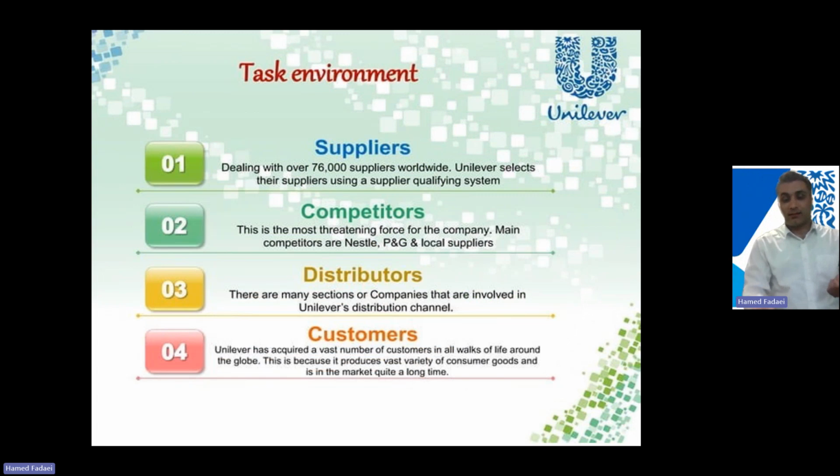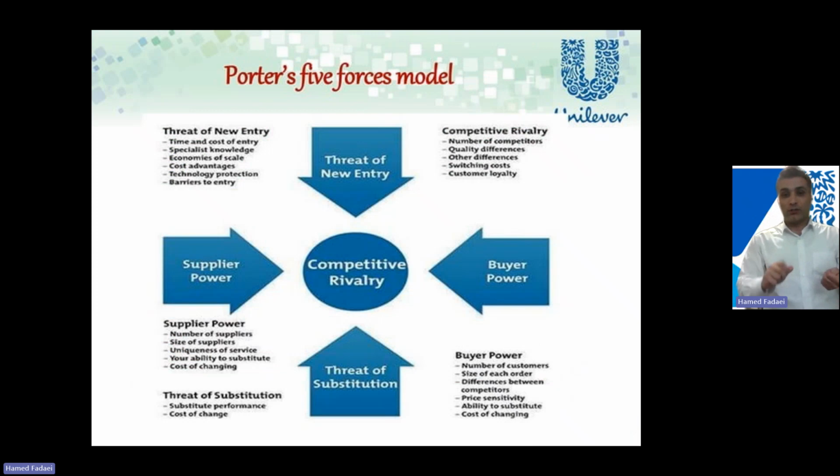And the next one is the task environment here. They divided it into four parts: supplier, competitors, distributors, and the customer. And the second one, you will see Porter's five forces model. This is divided into five parts: buyer power, competitive rivalry, threat of new entry, supplier power, and threat of substitutions.